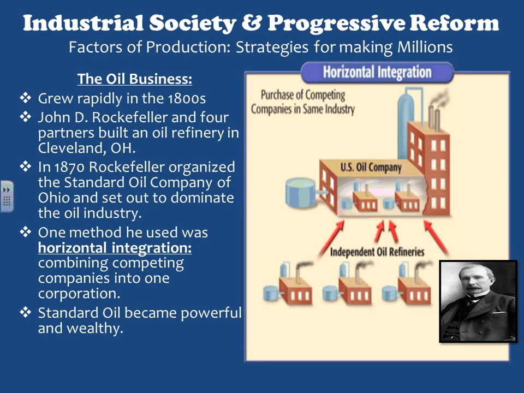Another industry that had huge growth was the oil business in the late 1800s. This grew rapidly. John Rockefeller, who was the most famous individual in the oil industry, when he was 26 years old, he and four partners or associates agreed to operate a business together and built an oil refinery, a plant to process oil, in Cleveland, Ohio. He organized the Standard Oil Company and set out to dominate the oil industry. His goal was to be the most powerful and richest man in the United States.